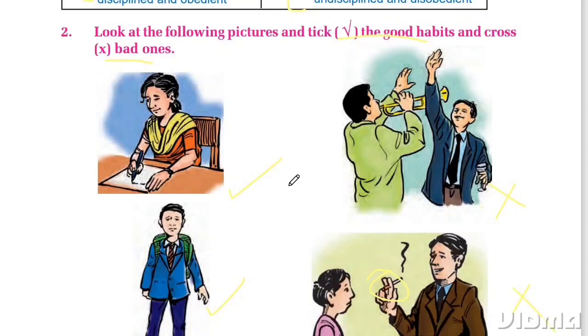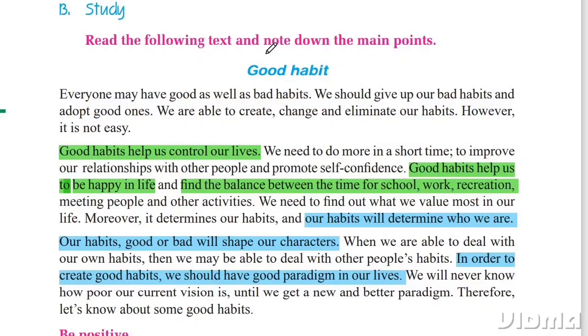Okay, now next one. Read the following text and note down main points. We have to note down main points, which I have already done. I have actually highlighted the main points. So, good habits: we all have good as well as bad habits. We should give up our bad habits and adopt good ones. We are able to create, change and eliminate our habits. However, it is not easy.